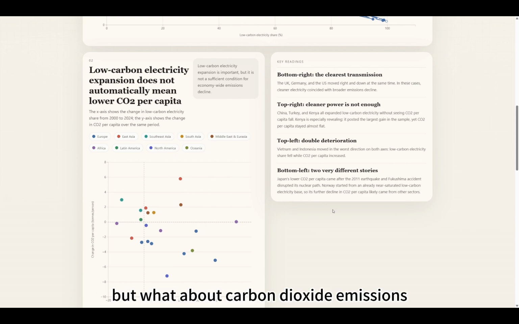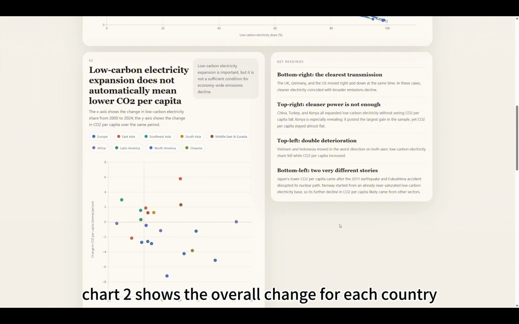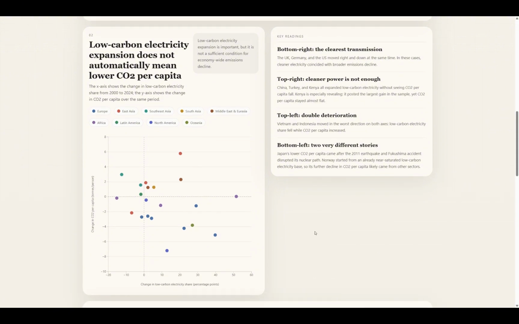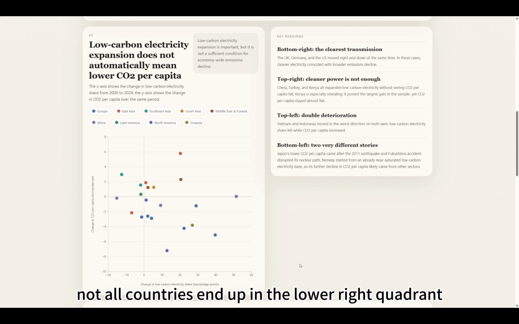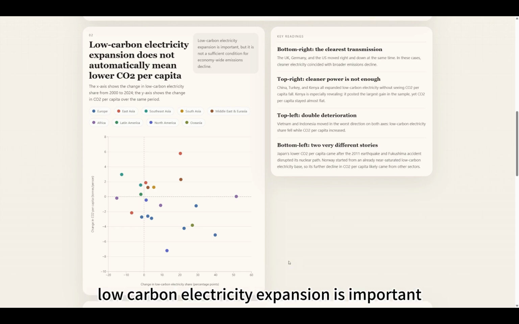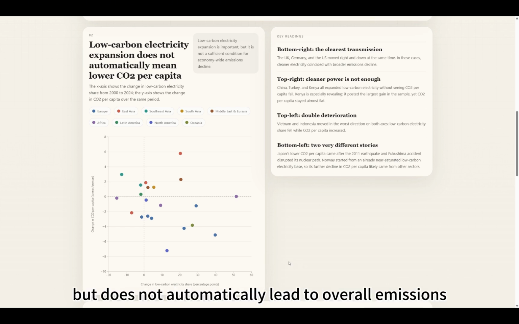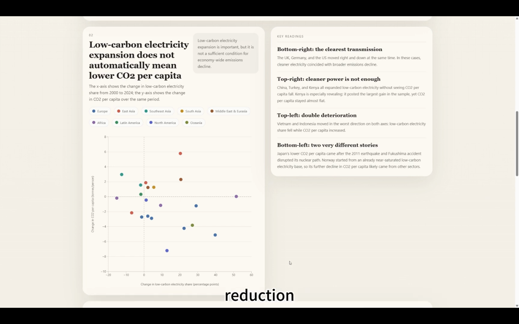But what about carbon dioxide emissions? Chart 2 shows the overall change for each country over the same period. We can classify all these countries using 4 quadrants. What we hope is that they go to the lower right. And we can see not all countries end up in the lower right quadrant. This means low carbon electricity expansion is important, but does not automatically lead to overall emissions reduction.